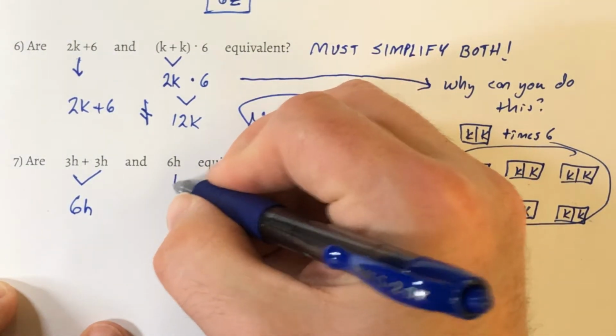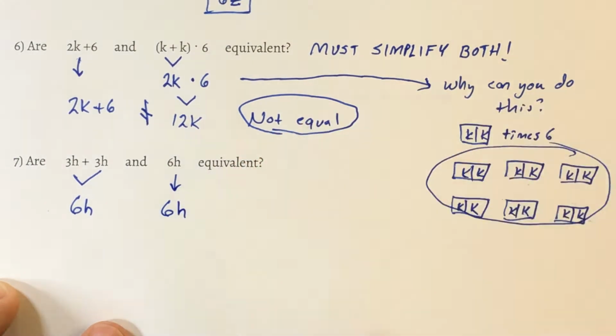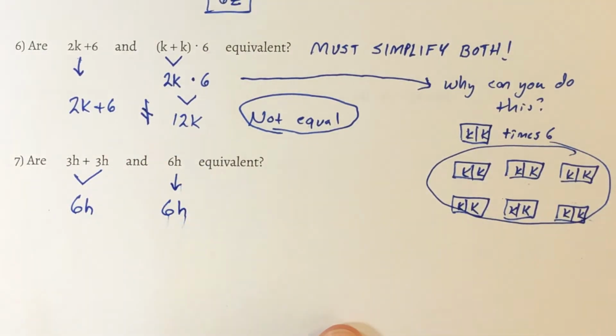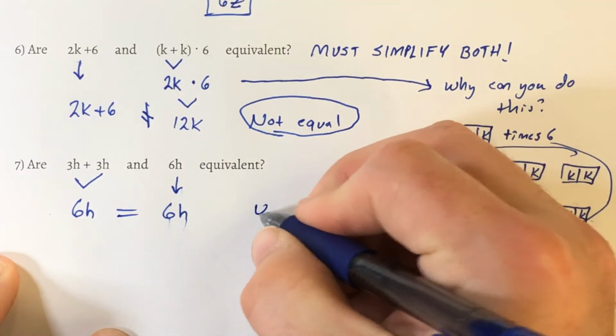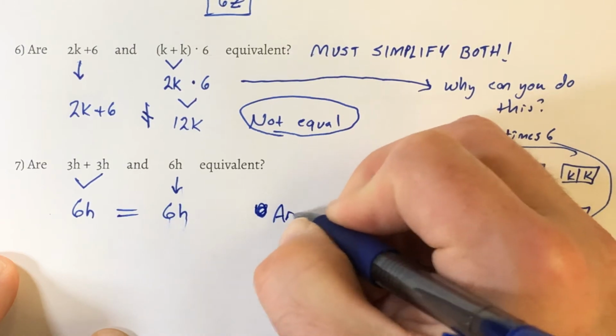What is 6h? Well, it's just 6h. You can't do anything with it. It's already simplified, so we're going to write it down, copy it. Is 6h the same thing as 6h? Absolutely. So these are equal.